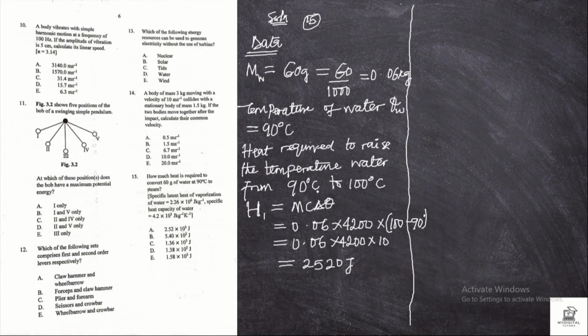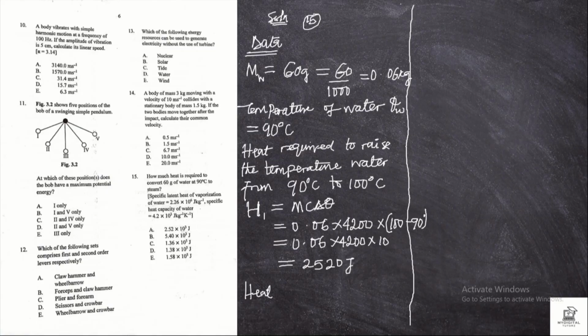So this is the quantity of heat required to raise the temperature of water from 90 degrees to 100 degrees Celsius. Once the water gets to 100 degrees Celsius, there will be a kind of latent heat of vaporization where the temperature is constant, but there's a change of phase from liquid phase to vapor phase or steam phase. Are we together?